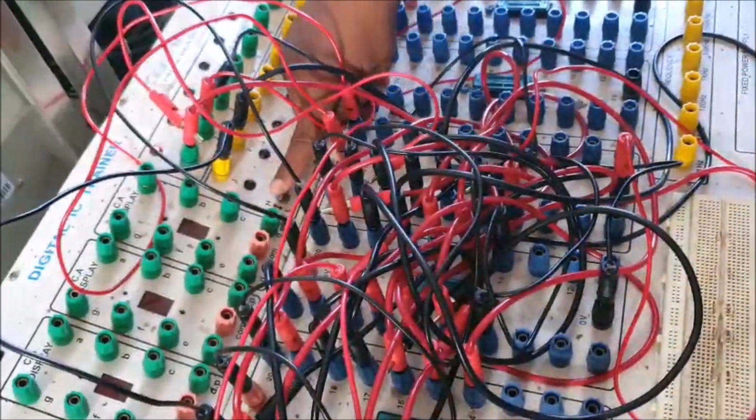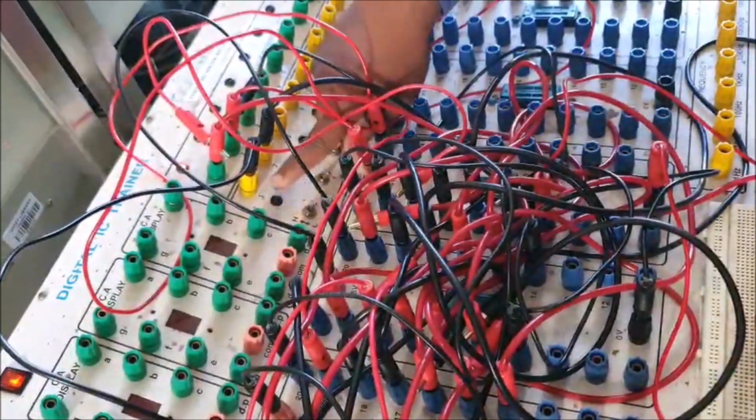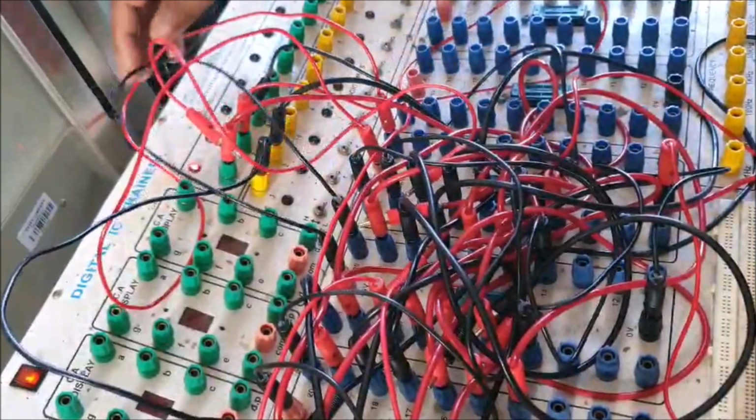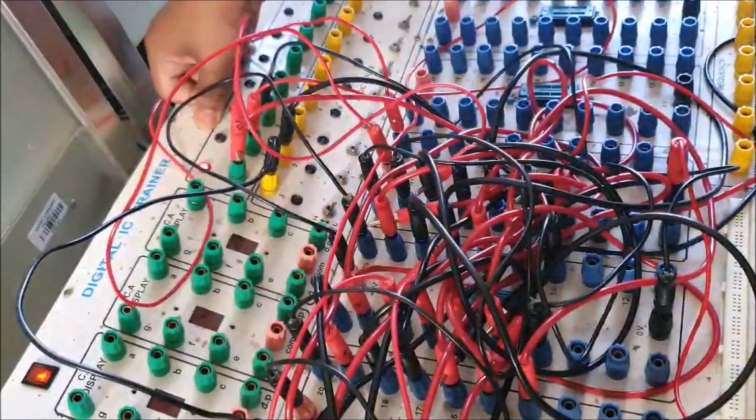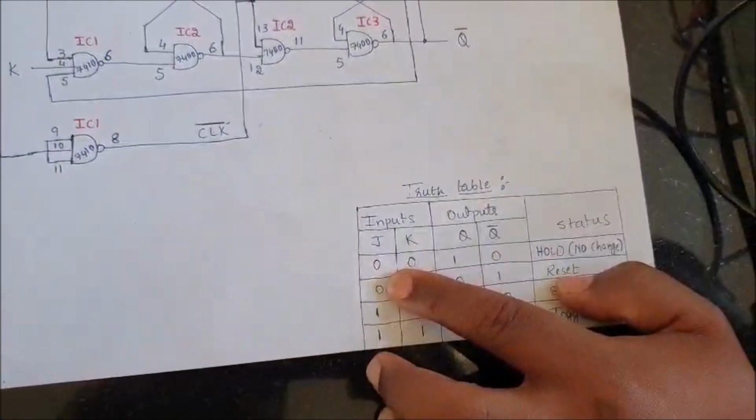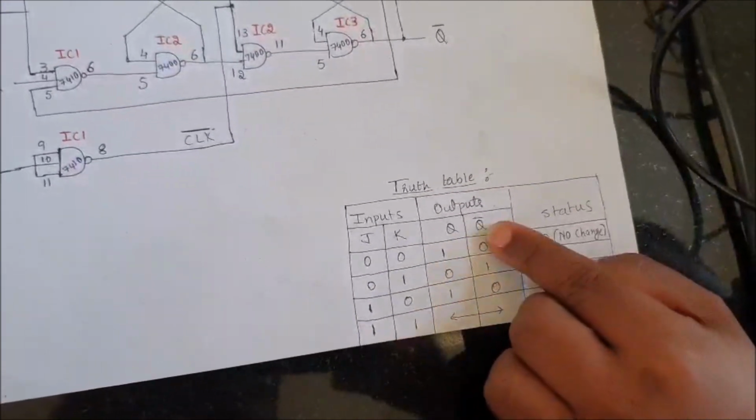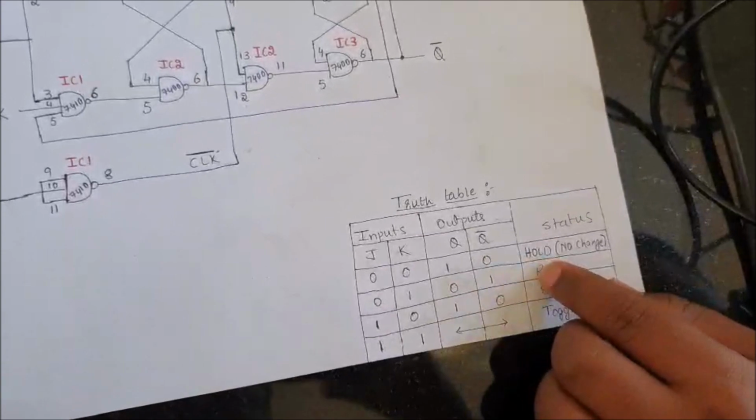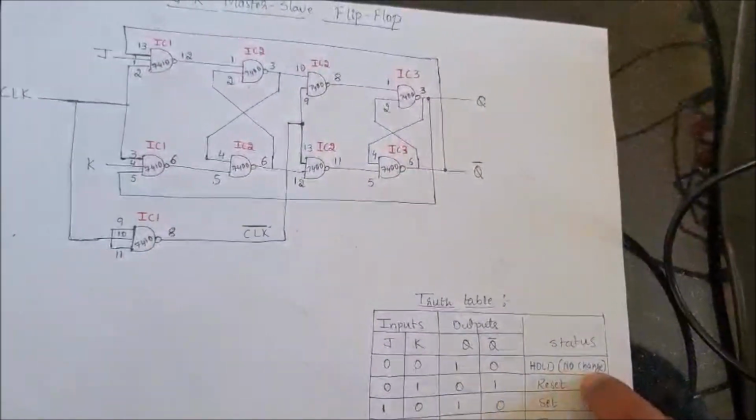Here both the switches are in low state, which means that J is equal to 0, K is equal to 0, and the output is Q is equal to 1, Q bar is equal to 0. That's what we have in this truth table. The outputs are Q is equal to 1 and Q bar is equal to 0, which means that when I give a clock pulse, there won't be any changes in the status.